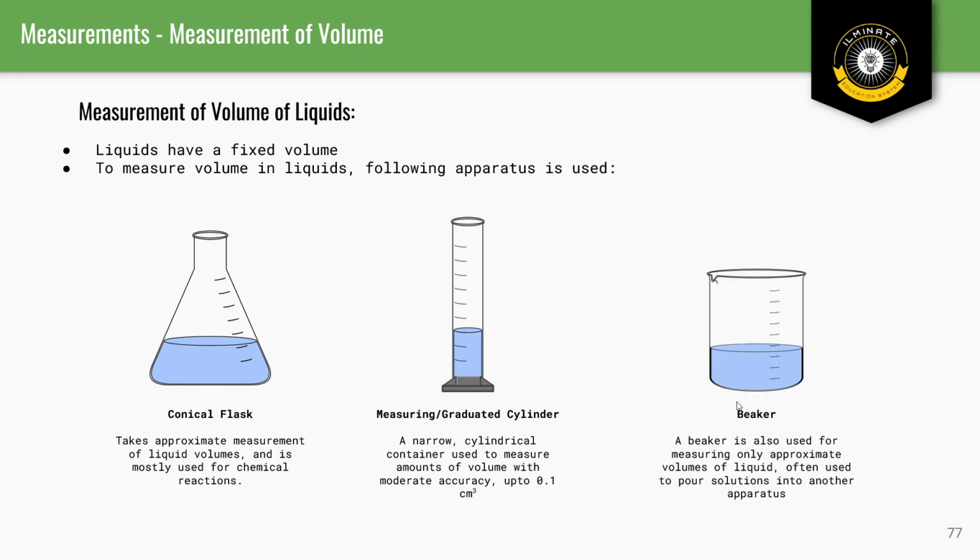Then we have a beaker. A beaker is also used for measuring only approximate volumes of liquid, often used to pour solutions into another apparatus. So whenever we have to just exchange the liquid inside or the substance inside, we use a beaker, and we use approximate measurements to do that. So that's what a beaker is used for. There's not much special detail about that.